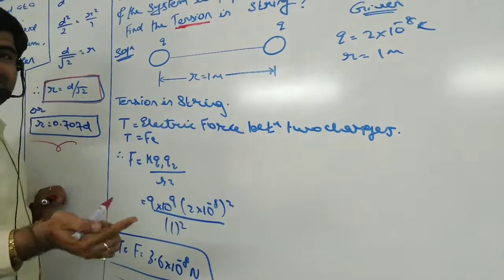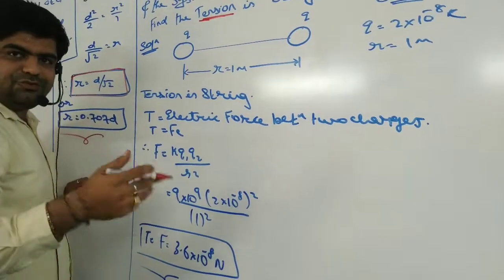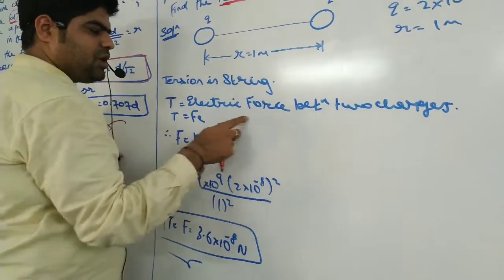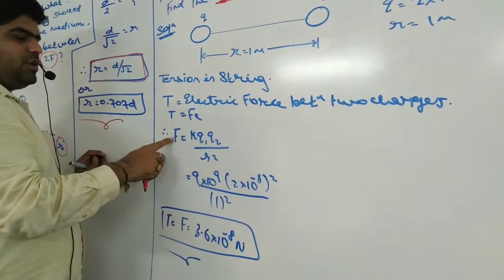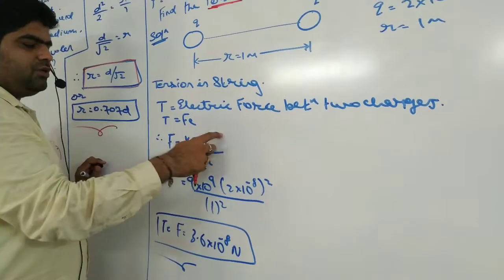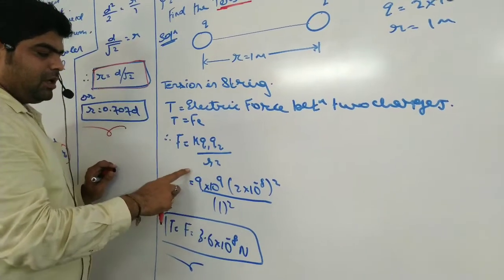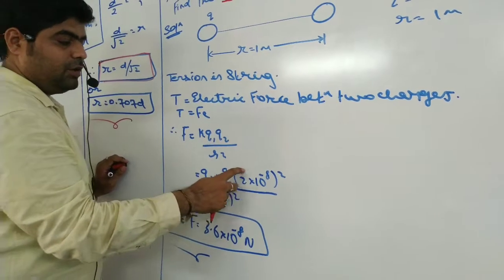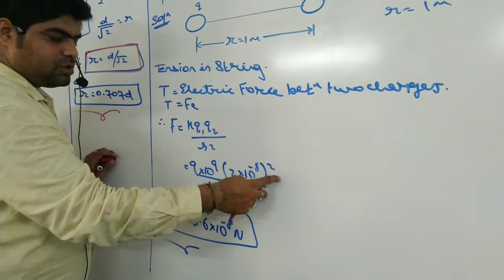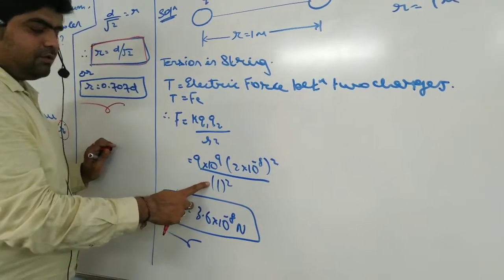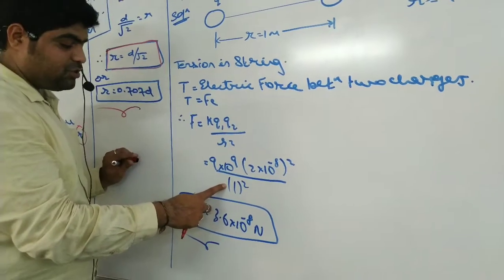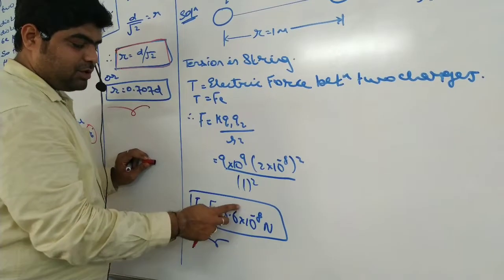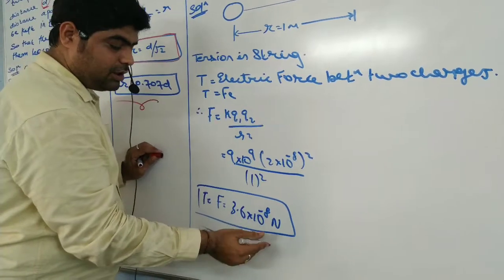Tension in the string. Tension is a force only, which you need to find. Tension T is the electric force between the two charges, that is, the electrostatic force. So electrostatic force is k Q1 Q2 upon R square. k is 9 into 10 raised to 9. Q1 and Q2, both values are the same, 2 into 10 raised to minus 8 Coulomb whole square. Distance is 1. Put down the values. You need to calculate all the sums, students. So we get the answer: F is equal to 3.6 into 10 raised to minus 8 Newton.